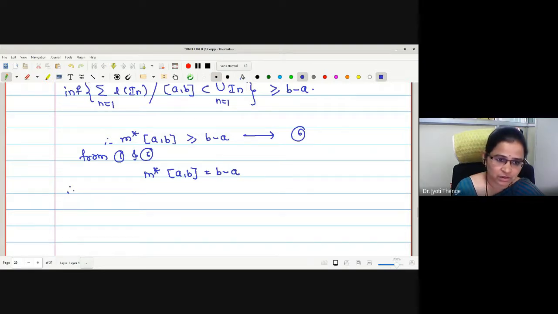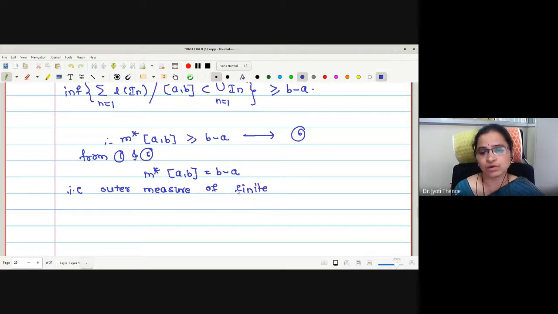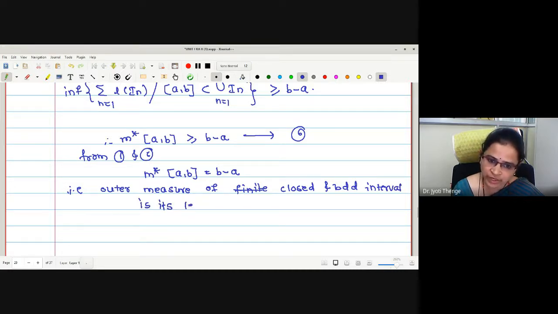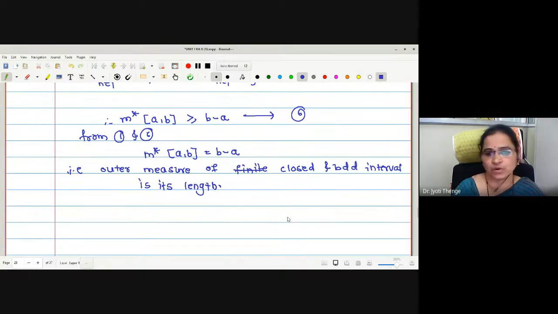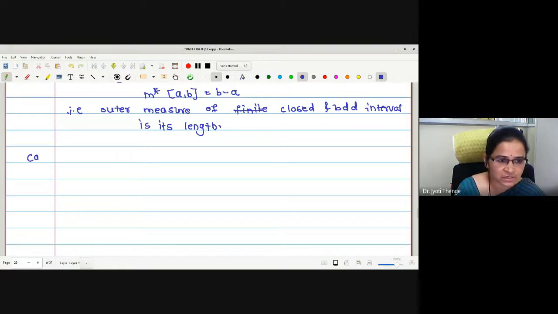That is, the outer measure of a finite closed and bounded interval is its length. Is the first case clear to everyone? The first case we have proved, closed and bounded. Okay, let me go to the second case. Now in the second case we were considering I to be any finite interval. Then what are the possibilities?